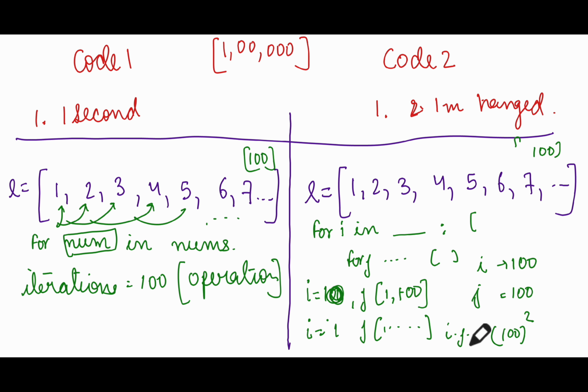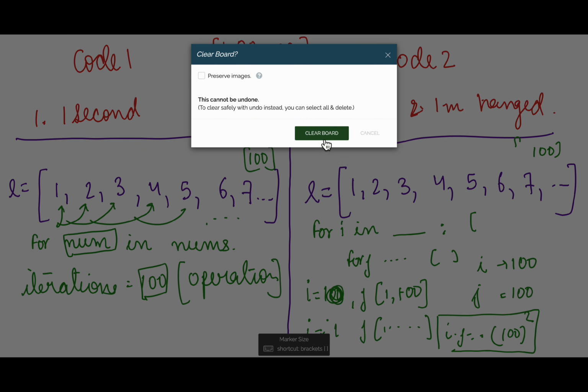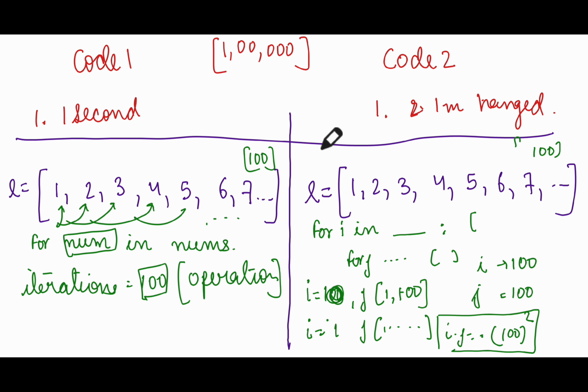So what did we see? The number of operations happening in this is 100 squared, that is 10,000, whereas in the other it is only 100. And this is the reason why code 2 is taking a lot of time. Okay, so let me explain it once again visually, for example, if you guys didn't understand.